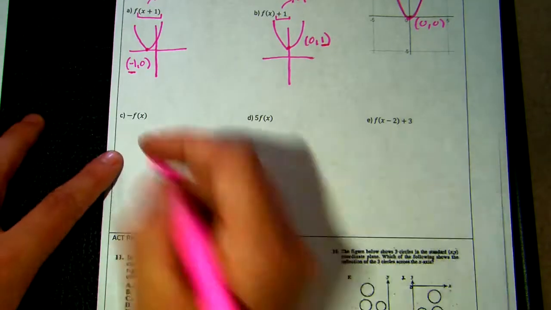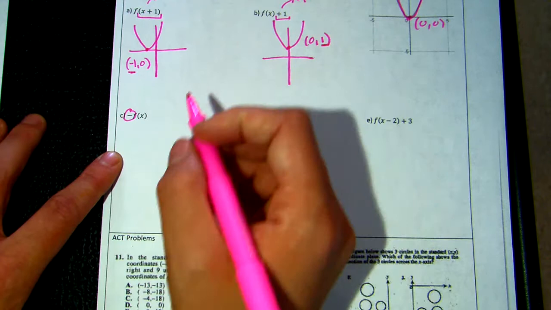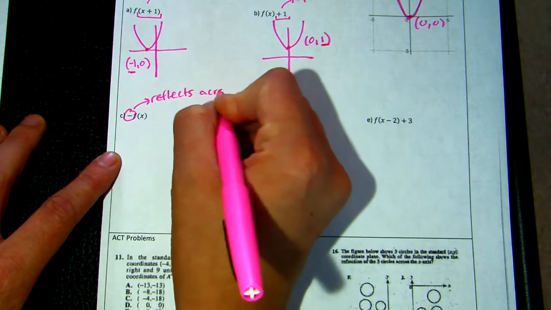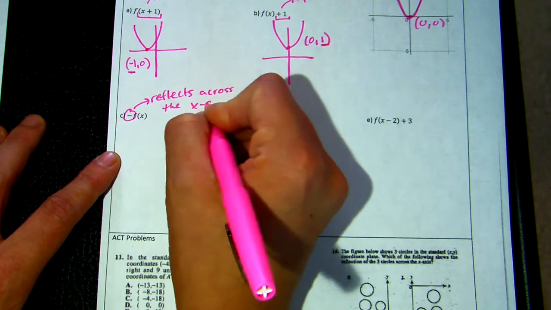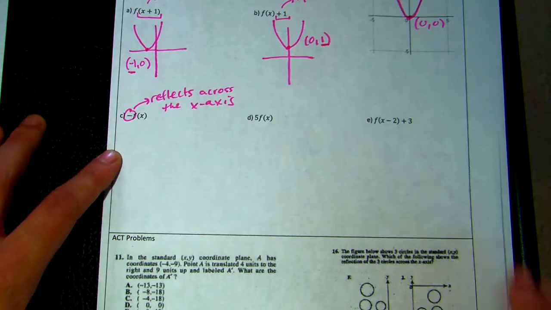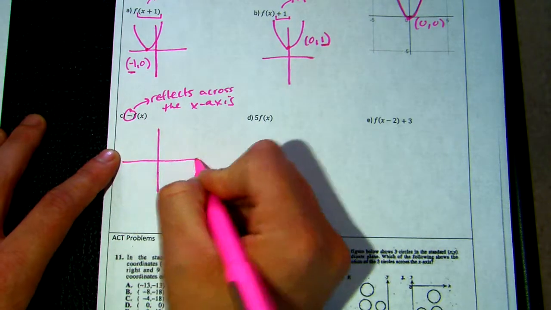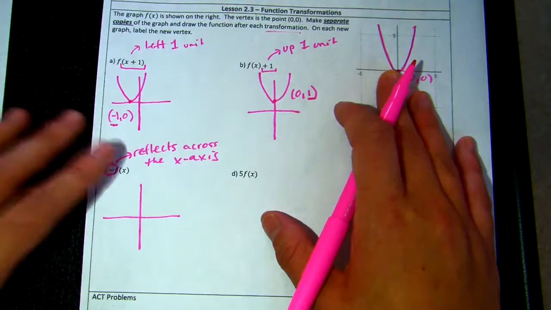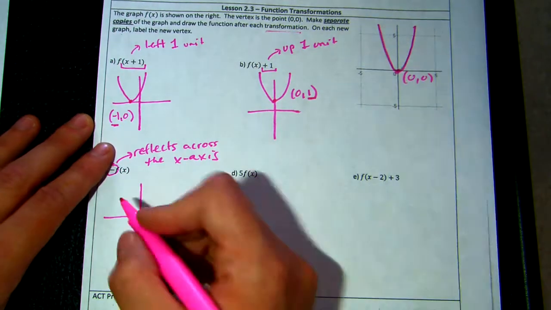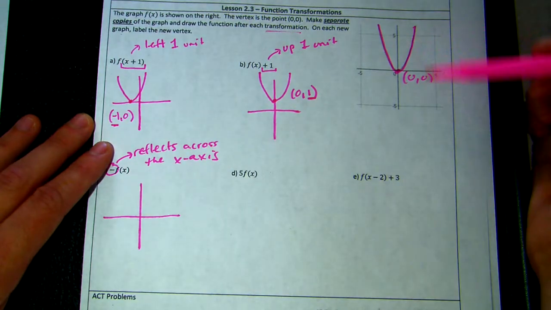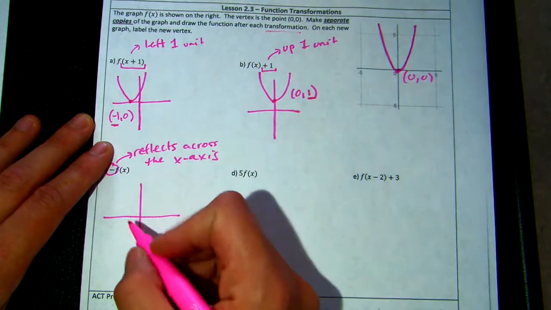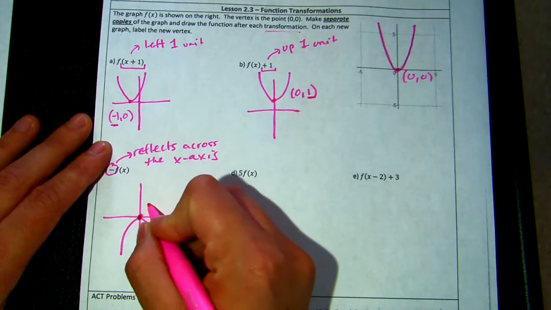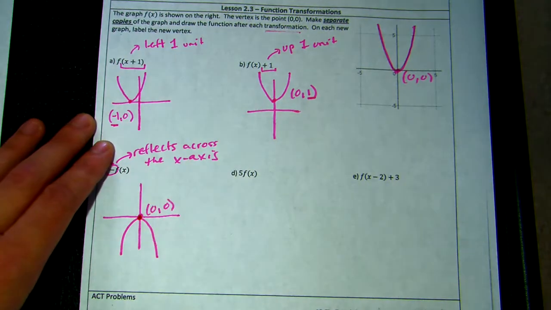Okay. This next one, if I have a negative outside of the function, then that means it reflects across the x-axis. So if I'm reflecting across the x-axis, my original function is opening upwards. Oops, sorry, didn't realize y'all can't see that. My original function is opening upwards. So reflected across the x-axis means flip across the x-axis. So my new function would look something like this. This upside down U, the vertex does not move, it's still at the point 0, 0.